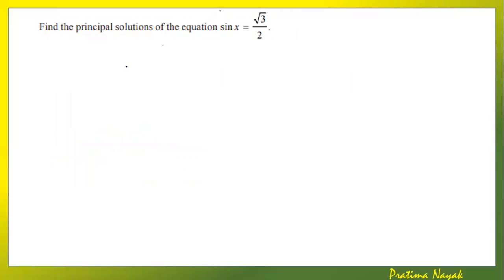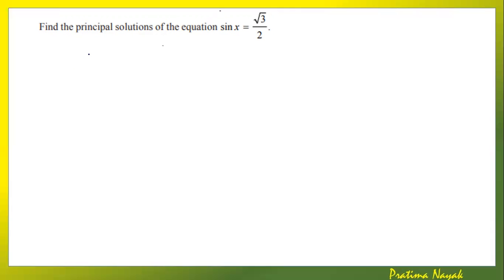So now we'll go for some examples. Sin x is equal to root 3 by 2. Then what will be its principal value? The question is only for the principal solution.